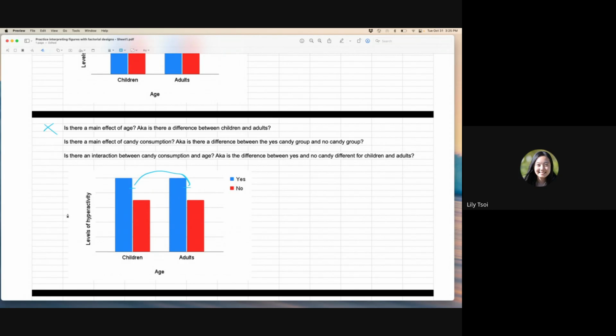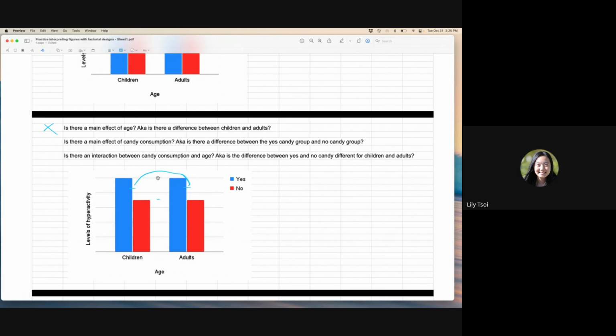Next question, is there a main effect of candy consumption? AKA, is there a difference between the yes candy group and the no candy group? So let's take a quick look. We want to compare the mean of the blue bars versus the mean of the red bars. So the mean of the blue bars is somewhere around here, right? And then the mean for the red bars is somewhere around here.